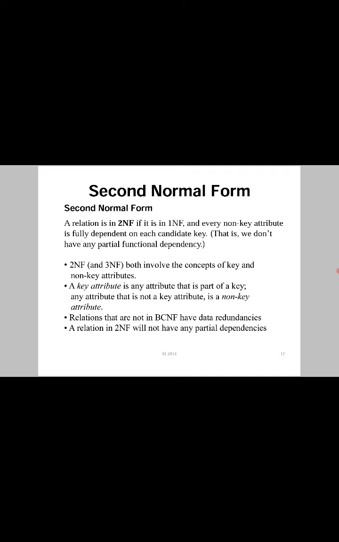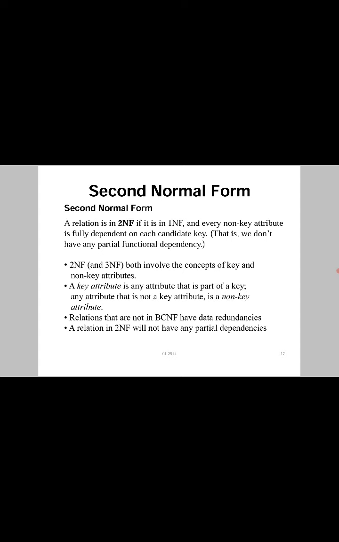A relation is in second normal form if it is in first normal form and every non-key attribute is fully dependent on each candidate key. What is a key attribute? A key attribute means primary key. A non-key attribute means other than the primary key. That is, we don't have any partial functional dependencies.